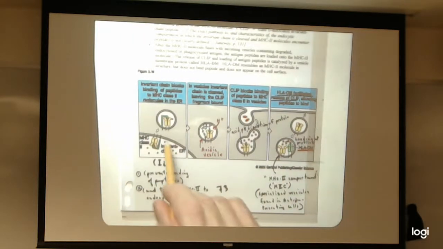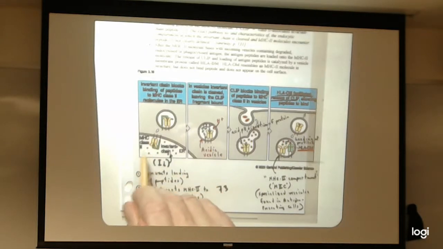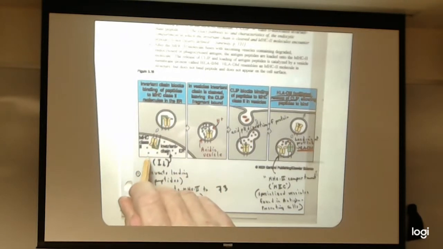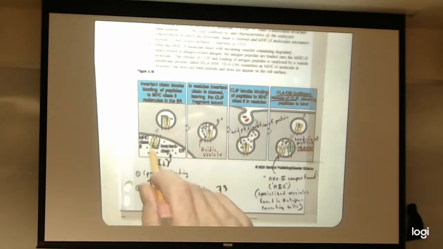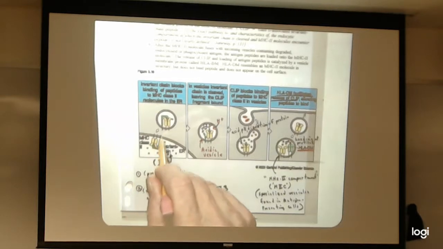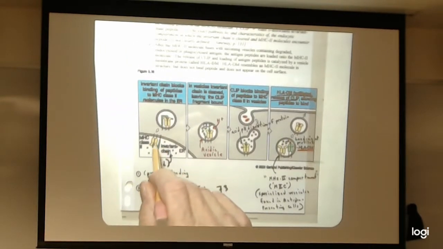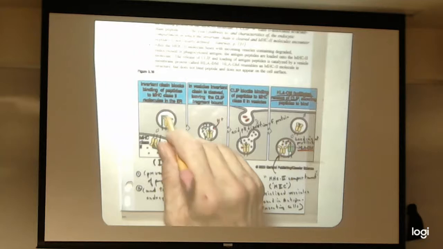Okay, so here's the invariant chain, preventing class 2 molecules from binding peptides from the cytoplasm. Now when the invariant chain binds the class 2 molecule, the class 2 molecule will fully fold, the handle of the umbrella, kind of the umbrella handle here. When that binds the peptide-binding groove, it's equivalent to an actual peptide binding, so that the class 2 protein will fold tightly and correctly and be permitted to leave the ER by vesicle trafficking.